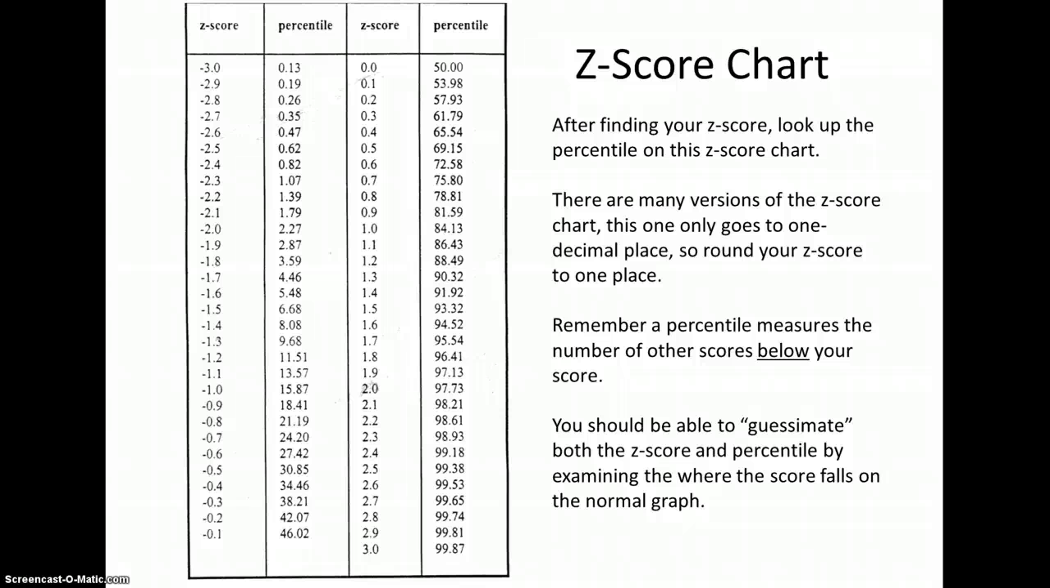After you find your z-score, you can look up the percentile on a z-score chart. Here's one example. There's many versions. This one only goes to 1 decimal place. So when you compute your z-score, round it to 1 place, and then look up on the z-score chart to find the associated percentile. Now, looking at your normal curve graph, you should be able to guesstimate both the z-score and the percentile by examining where your score falls on that graph.